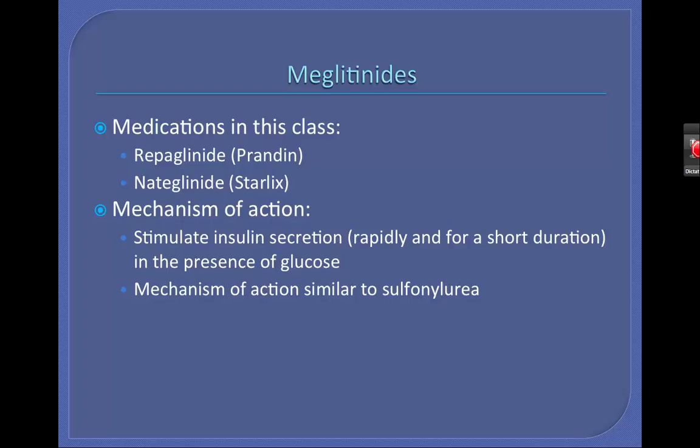Meglitinides are indicated for monotherapy or in combination with metformin or TZDs. So Prandin dosing is taken before meals, 0.5 to 4 milligrams, and may be useful in patients with sulfur allergy or renal impairment. And Starlix dosing is taken 3 times a day before meals, and the dosing is 60 milligrams to 120 milligrams before meals TID.